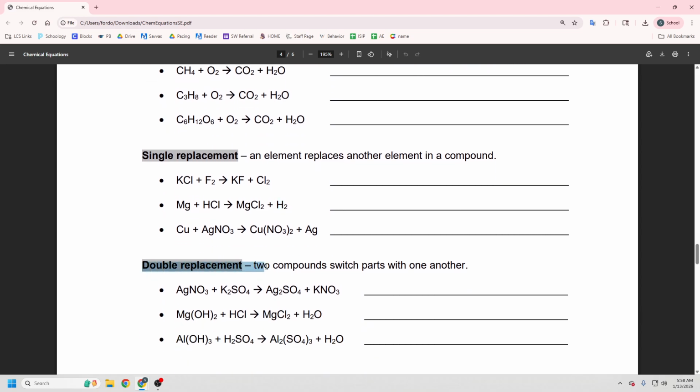While in a double replacement, 2 compounds switch with another product. So in this one, you see that the silver switches with the SO4, and the potassium switches and joins with the NO3. All right, so 2 atoms are switching into 2 different compounds.